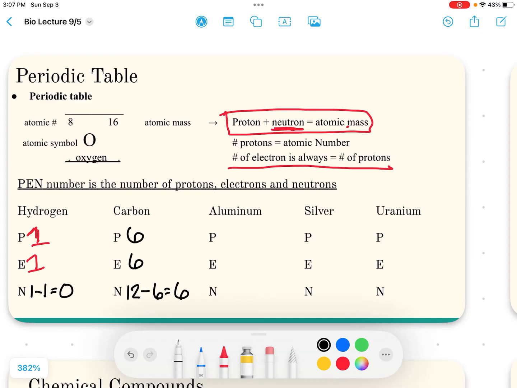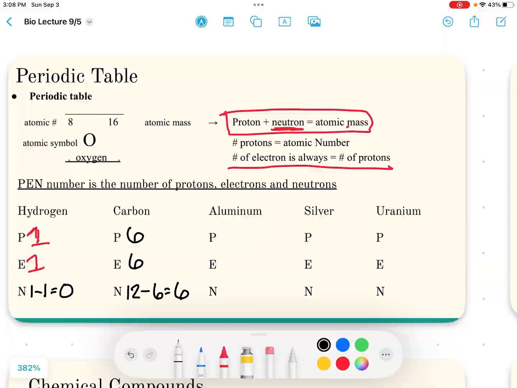We have aluminum. Aluminum is number 13 on the periodic table, so go ahead and find that one. I want you to try and fill out your worksheet for aluminum. I'm going to give you a few seconds. If you need to, just pause the video.